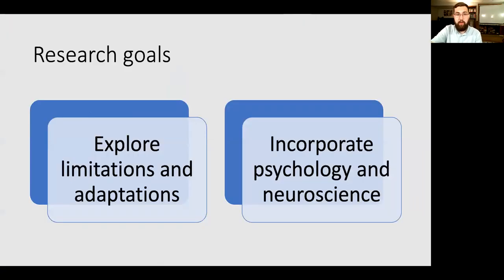So here are my research goals. I would like to explore limitations and adaptations of the theory and incorporate psychology and neuroscience. My first goal is to evaluate the expressive hypothesis on its own terms and relative to the philosophical literature on knowledge of emotions and other minds. And my second goal is to look at how psychologists study other minds, as well as what they have to say about how we understand thoughts and emotions.